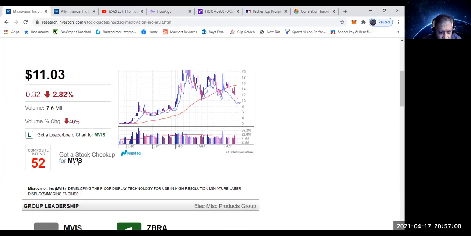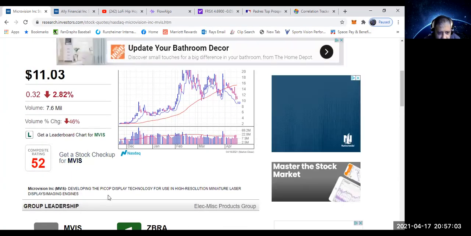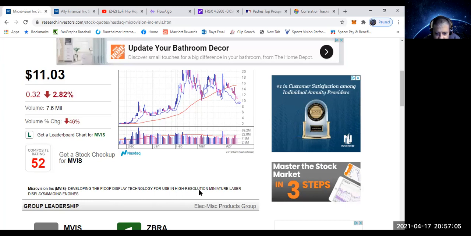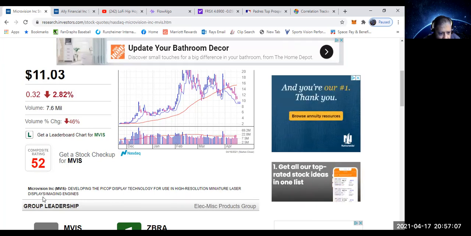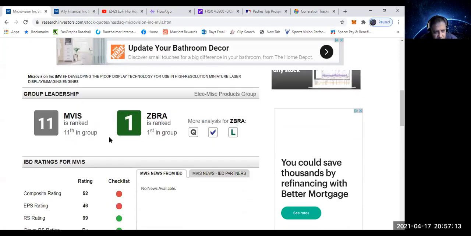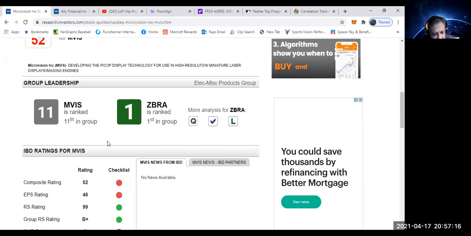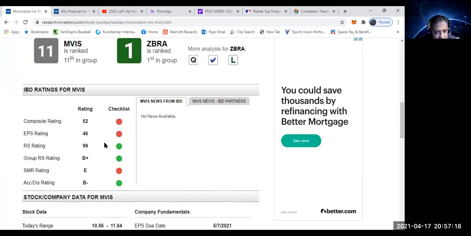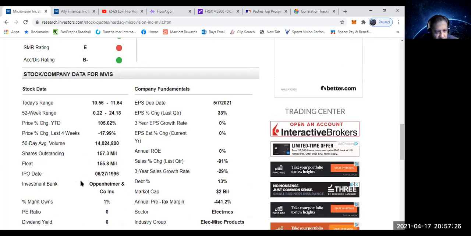This thing, Microvision, developing the PICOP display technology for use in high resolution miniature laser display imaging engines. I'm wondering if Microvision, if their people are taking their salary in Bitcoin. I'm trying to remember somebody was taking salaries in Bitcoin. Got a little accumulation. Oppenheimer's investment bank, market cap 2 billion. So it's money in Microvision.